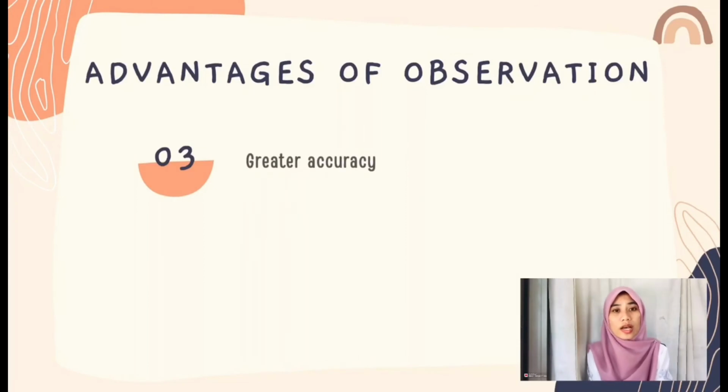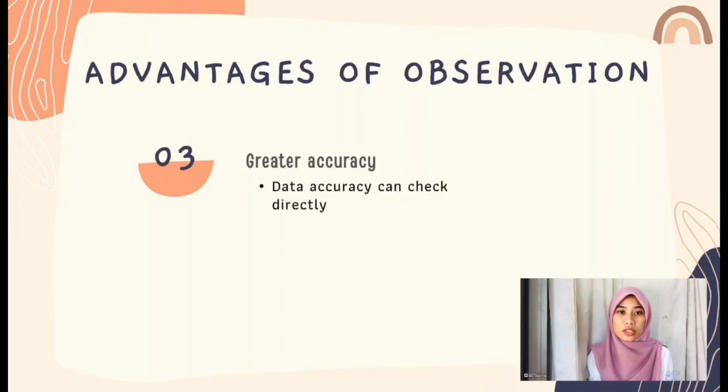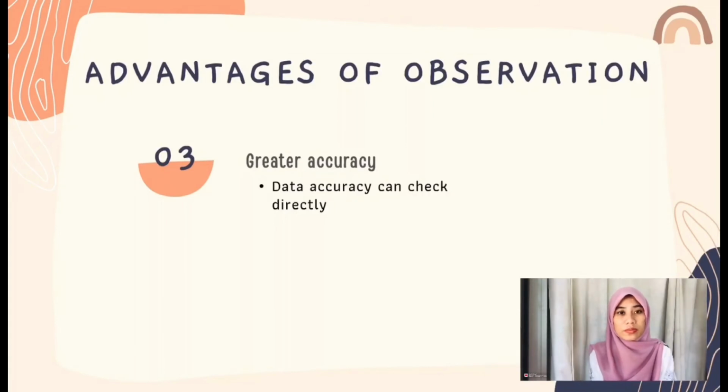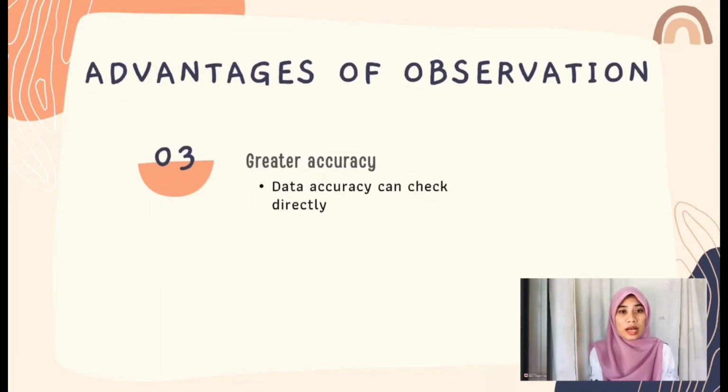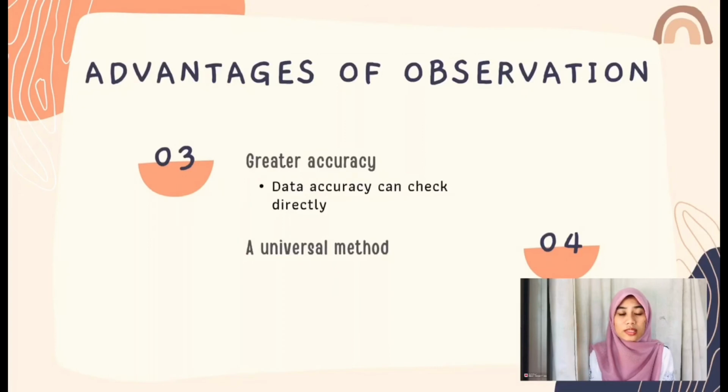Third, accuracy. Data gathered through observation is more accurate than data gathered through interviews or questionnaires because the observer studies in natural settings. Besides, the observer can use a variety of instruments to assess the reliability or consistency of their behavior. The last advantage of observation is that it is a universal method.